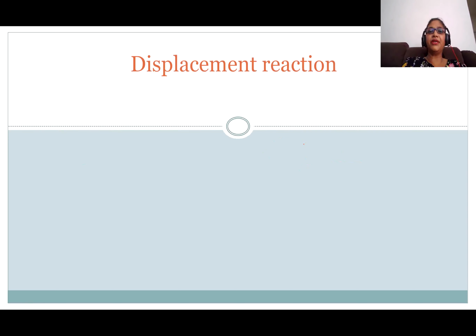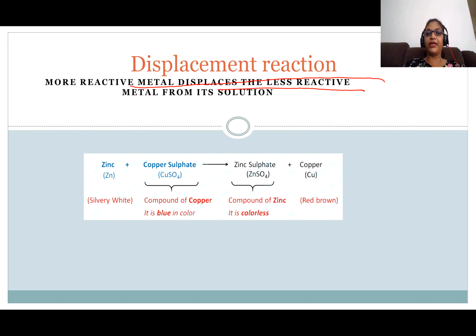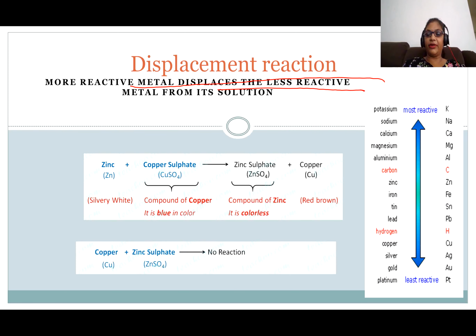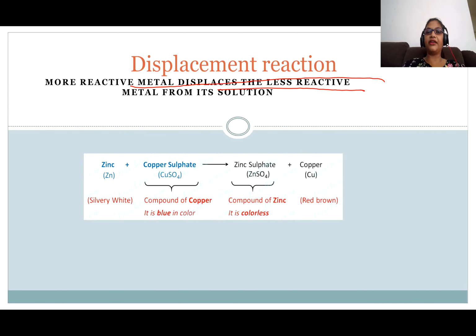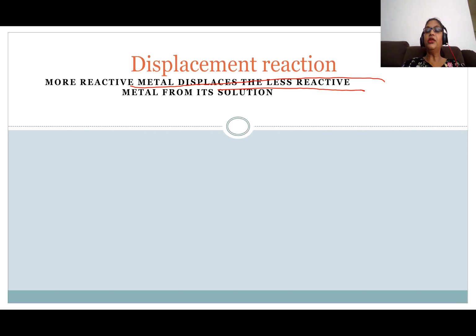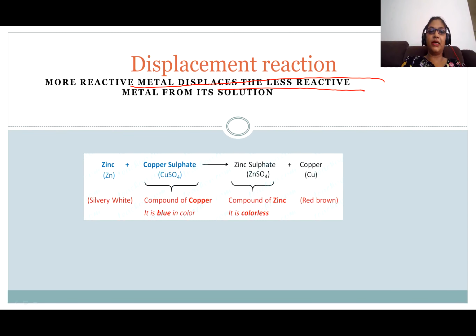Then the displacement reaction. Now what is a displacement reaction? You can refer to my displacement reaction video. It is when a more reactive metal displaces a less reactive metal from its salt solution. Now the metal salt can be in any form; it can be chloride, nitrate, or sulfate. So look at this example now. Zinc reacts with copper sulfate solution. It forms zinc sulfate and copper.